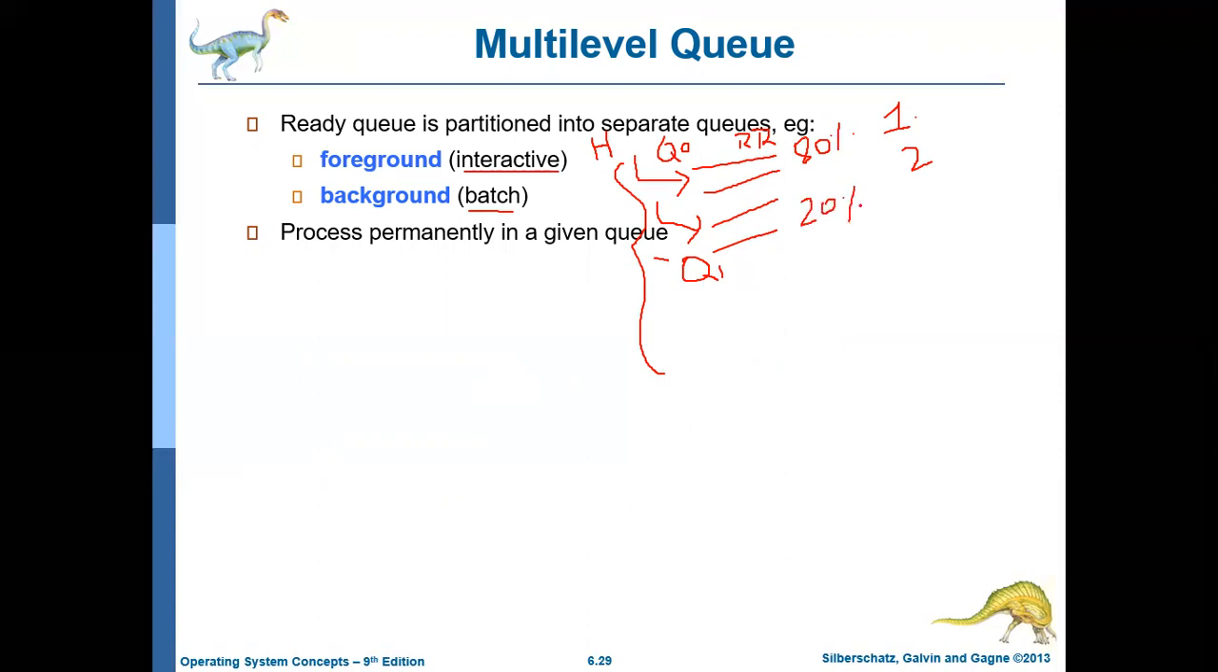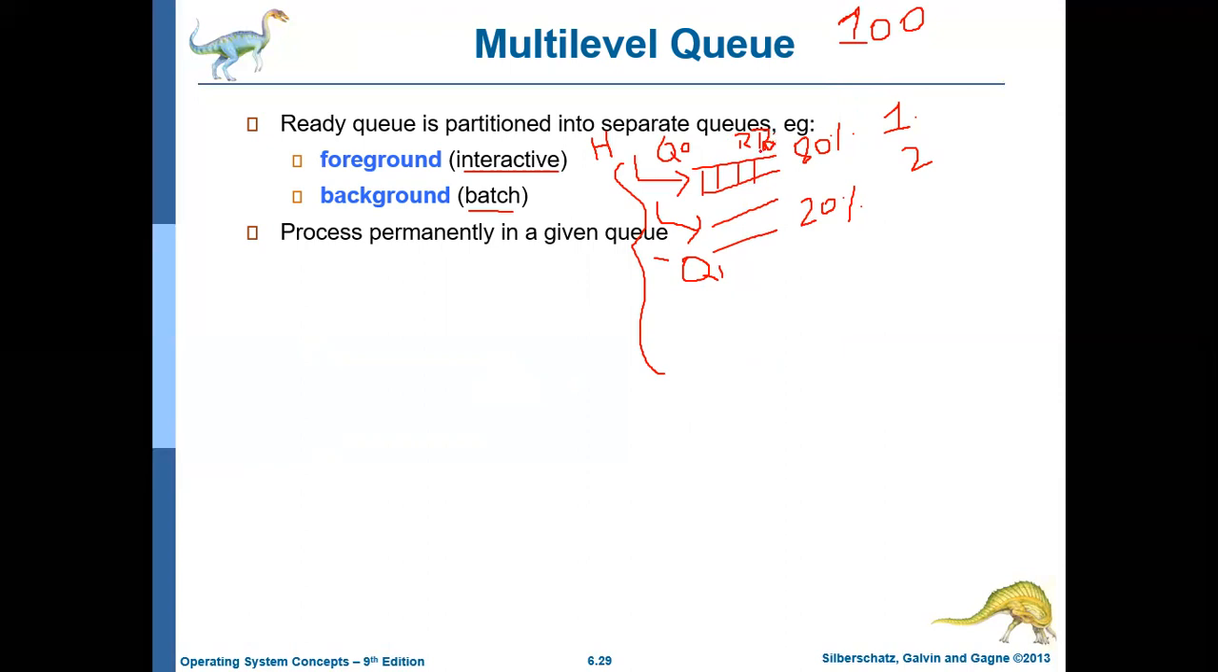Now how it works: let us assume, for simplicity, one time unit is 100 milliseconds. So 80 milliseconds will be given for Q0. Q0 follows the round robin scheduling algorithm. So here if there are n processes, then for each of these n processes, the round robin will give Q amount of time, Q milliseconds.